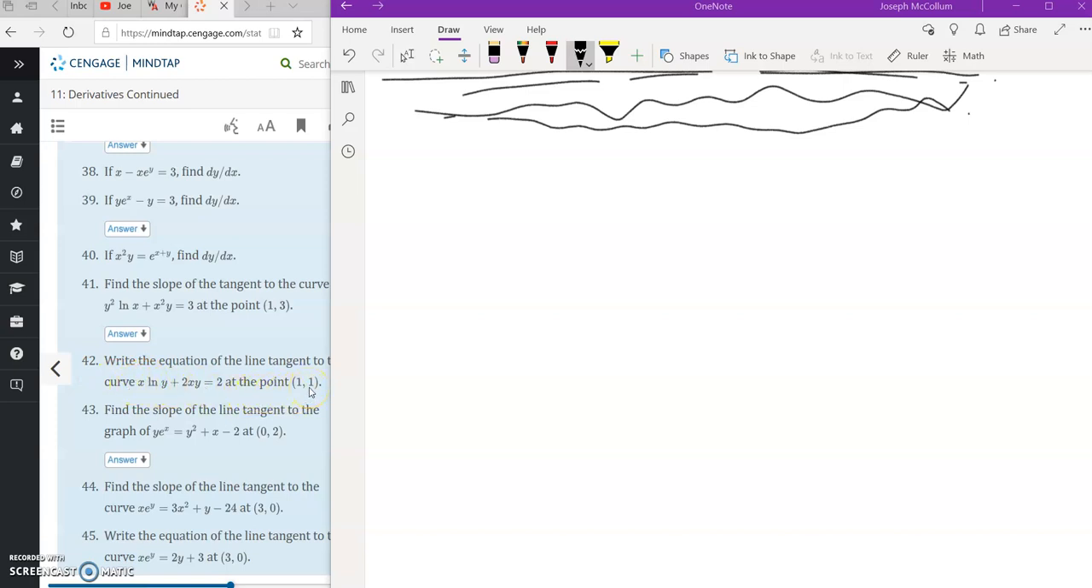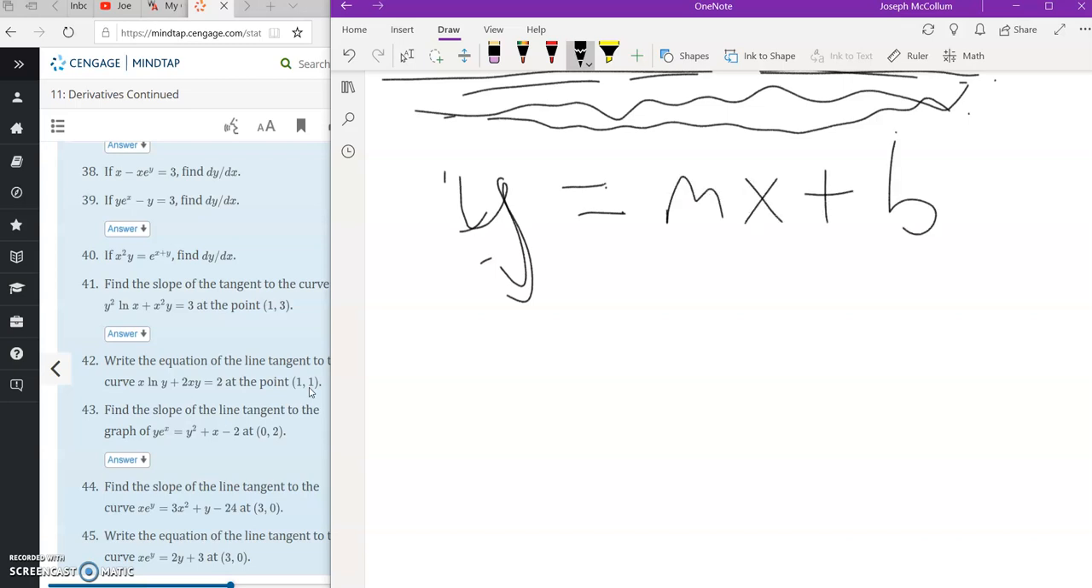Alright, so how does one find the equation of a tangent line? Well, remember, the equation of any line is y equals mx plus b. All right, so that's the equation of any line. What makes it a tangent line? Well, that slope is going to be very particular if we're looking at a tangent line. The slope of a tangent line is dy/dx. That is, you guessed it, the good old derivative.